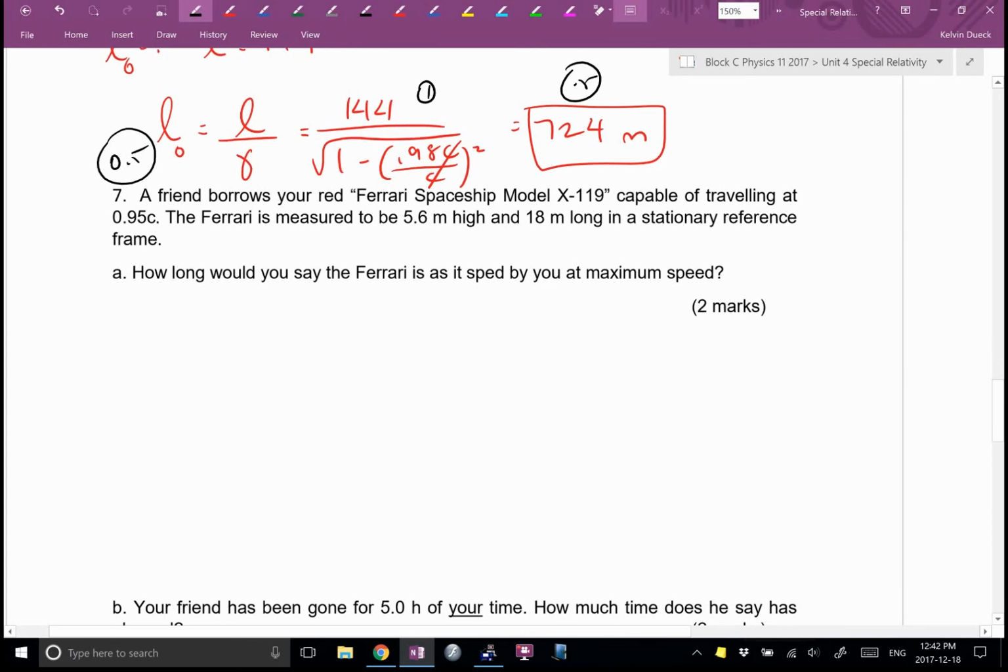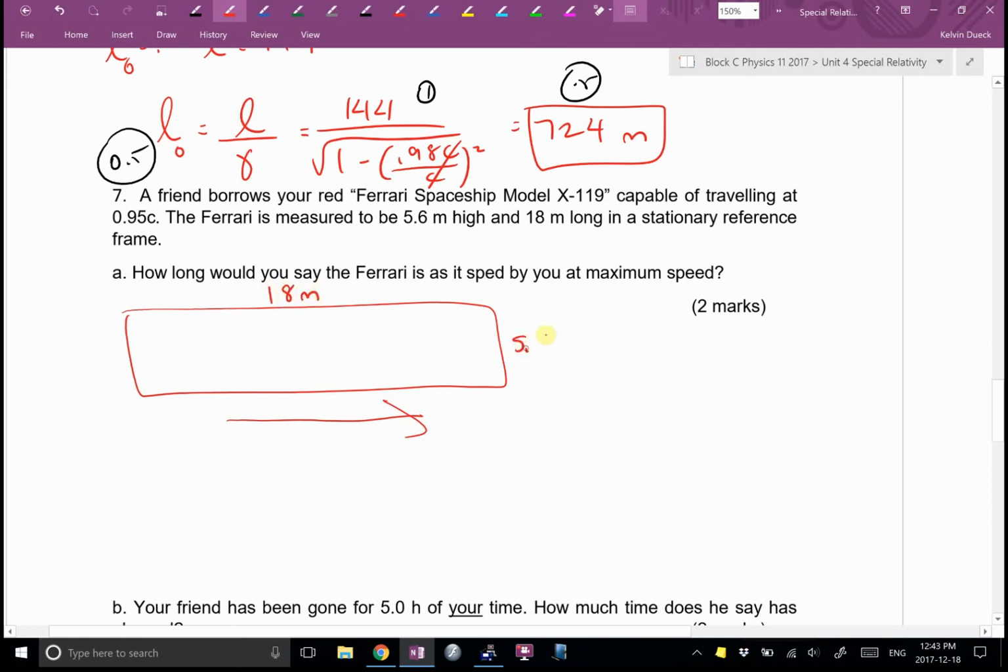Friend borrows your red Ferrari spaceship model X119. So I'm thinking the Ferrari looks kind of like this, and let's pretend it's going that way. So this distance here is 18 meters, and this distance here is 5.6. Which distance is going to change? The 18, the 5.6, or both? Just the 18. It's going to end up looking really short and stubby, but its height is not going to change, because Einstein says lengths only change in the direction of travel.